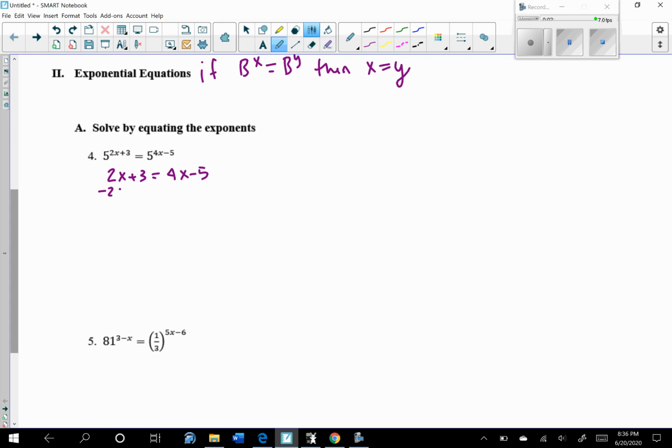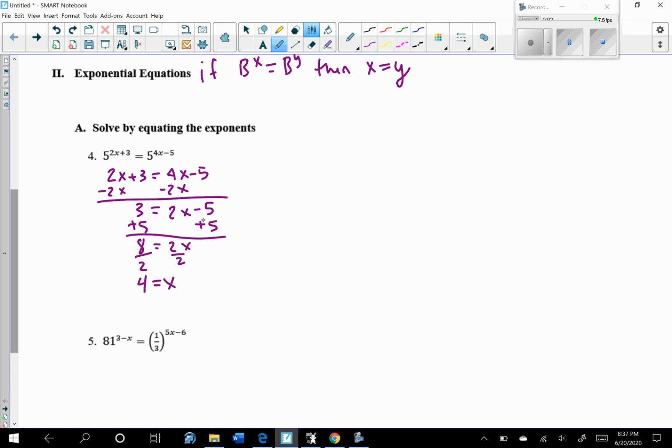So subtract the 2x. We get 3 is equal to 2x minus 5. Add the 5. 8 is equal to 2x, divided by 2. And x is equal to 4.